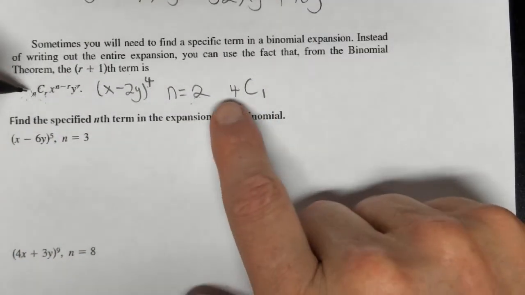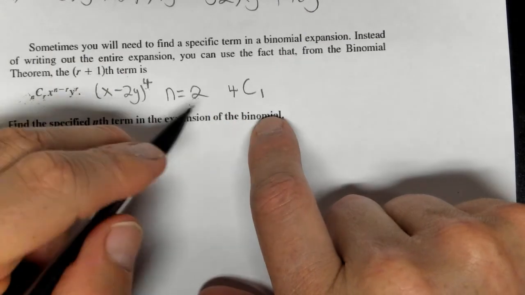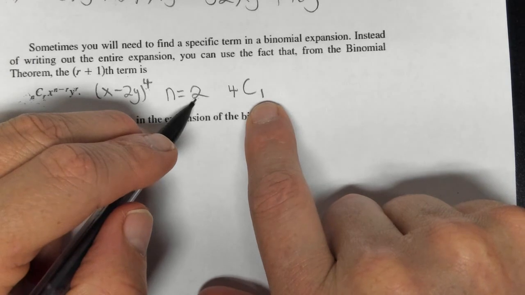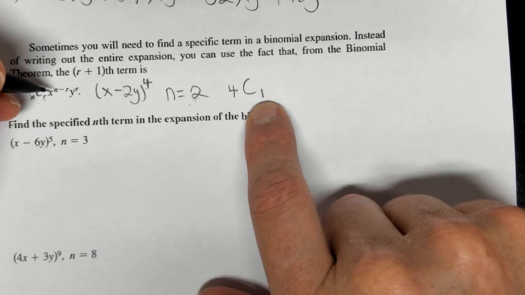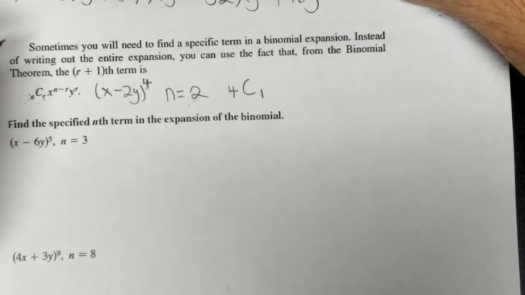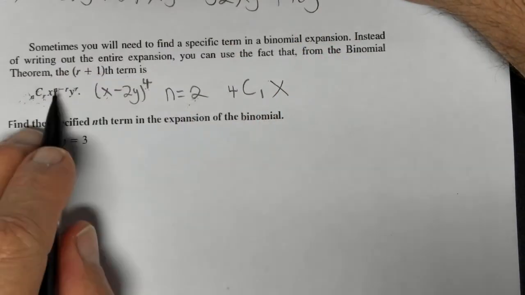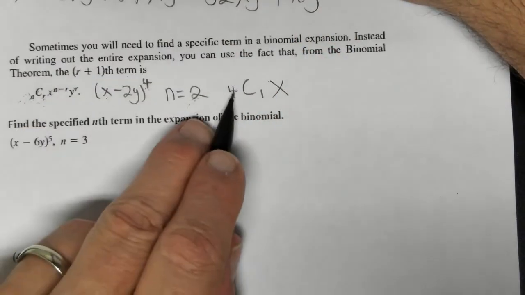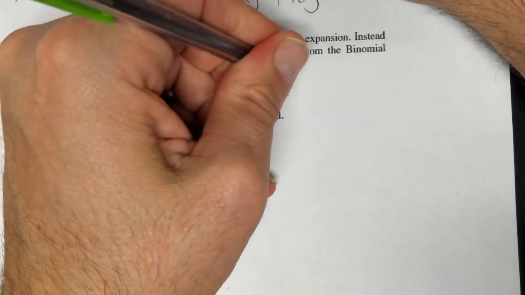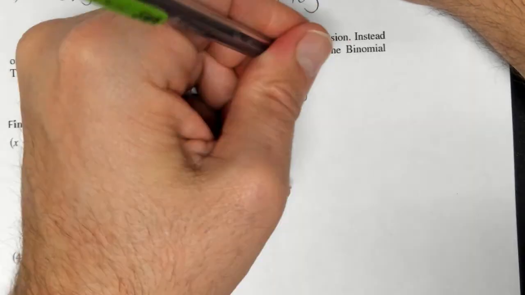So remember, the n is the power. The r is whatever term you're looking for minus 1. And once you have the n and the r, you have everything to plug in for the rest. This would be x to the n minus r, so 4 minus 1, which means 3. So that's x to the 3rd power. Then we have y raised to the r power, and the r power is the 1st power.